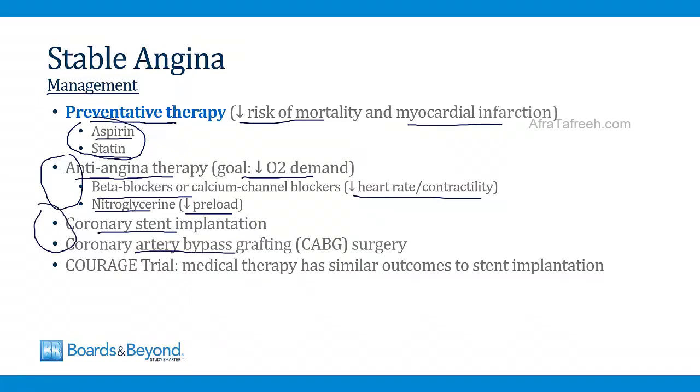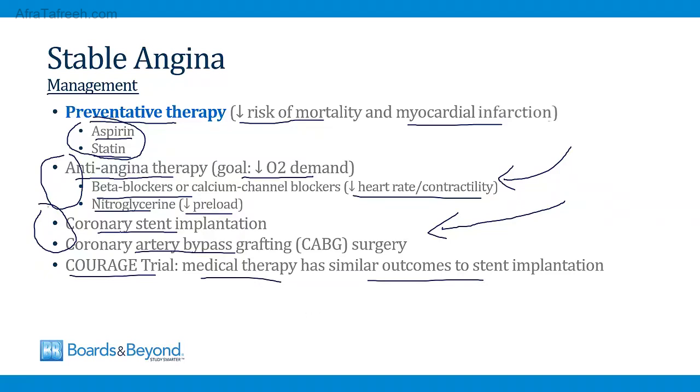You should be aware, however, that there was a famous trial that came out about 10 or 15 years ago called the COURAGE trial. In that trial, they administered medical therapy like anti-anginal drugs and compared it to patients who got a stent or a bypass operation. That trial showed that medical therapy had similar outcomes to stent implantation. So probably we should be using anti-anginal therapy more and coronary stent implantation and bypass surgery less. However, in the United States, these procedures are very popular and very common.